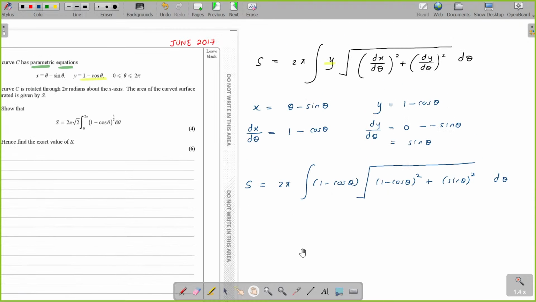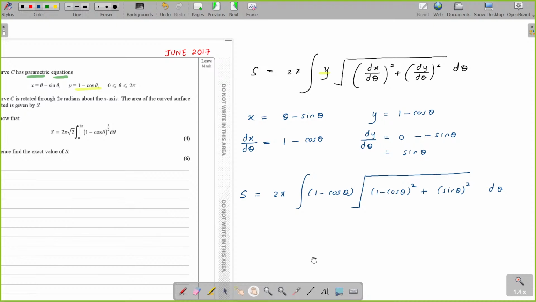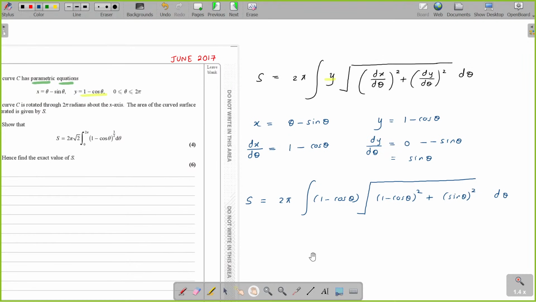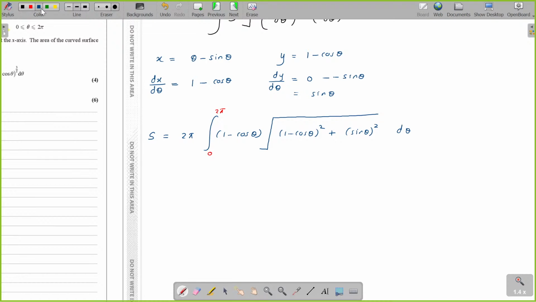We have to get this show that. Obviously your theta limits are going to be what? You don't need to work them out. You can clearly see the theta limits are given to you, from 0 to 2 pi. You can directly take the limits from the sum. Okay, then let's go for the answer.